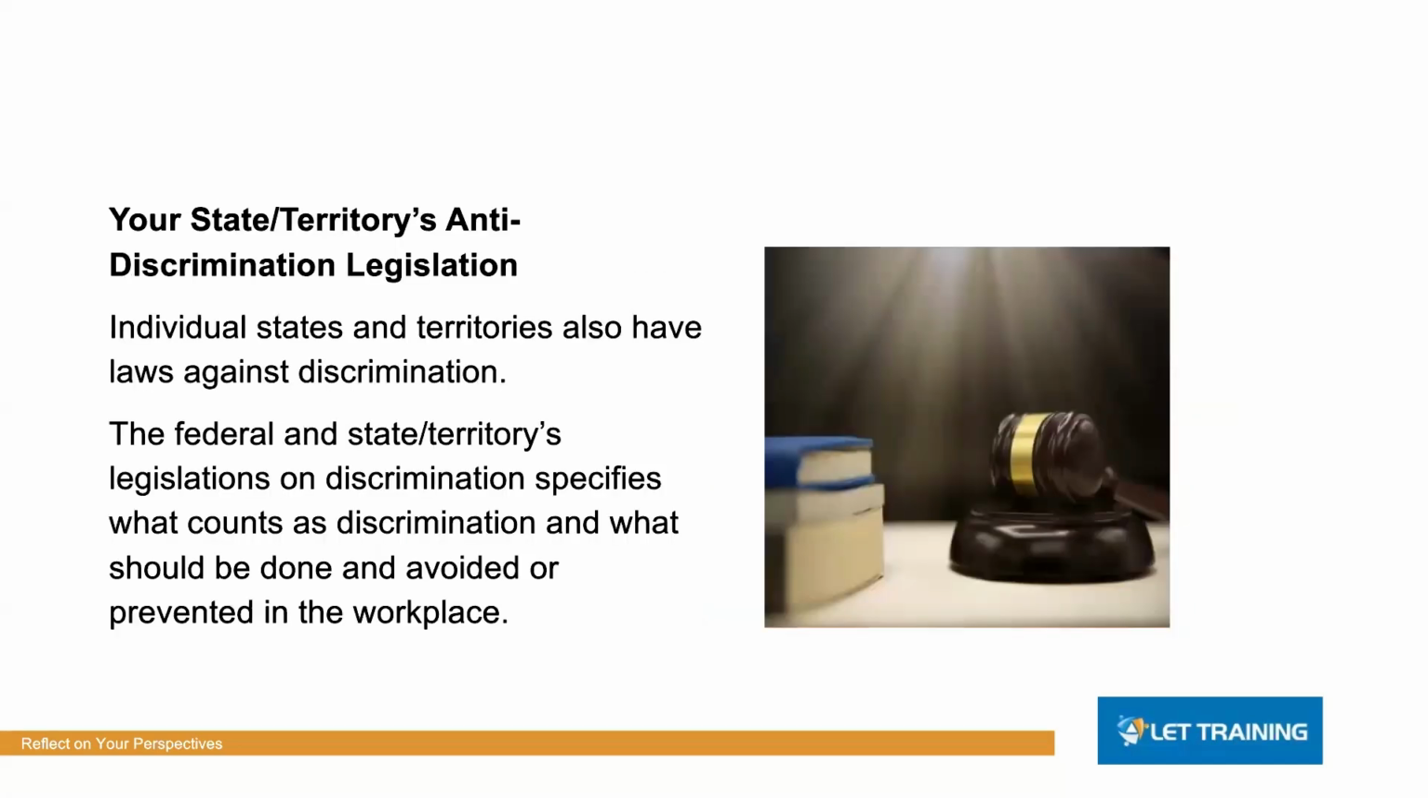Your state territory's anti-discrimination legislation. Individual states and territories also have laws against discrimination. The federal and state territories' legislations on discrimination specify what counts as discrimination and what should be done and avoided or prevented in the workplace. Employment, including applying for work, enjoying benefits provided by the employer, and joining unions. Education, including admission to educational institutions. Access to any premises open to the public.